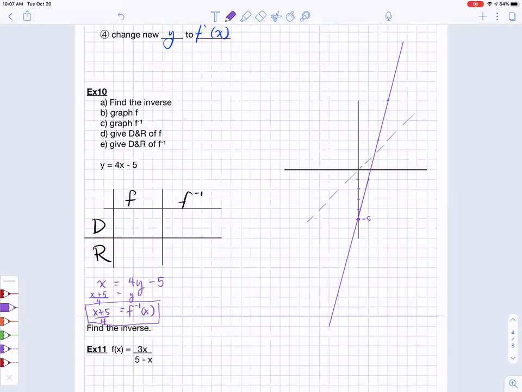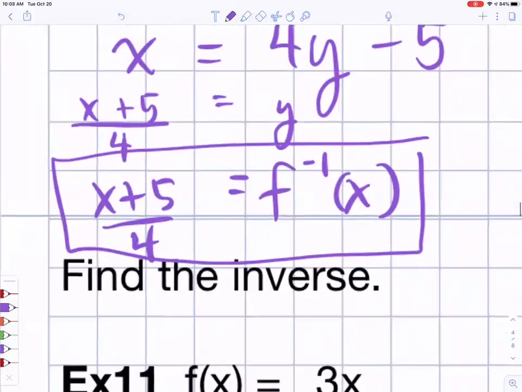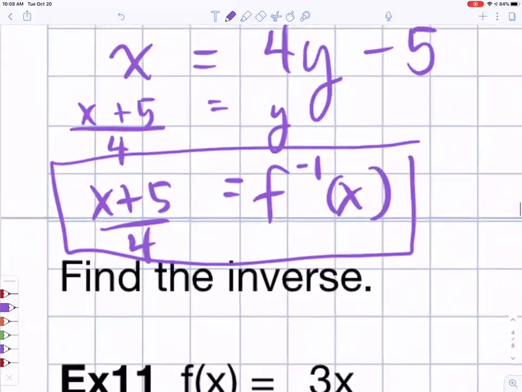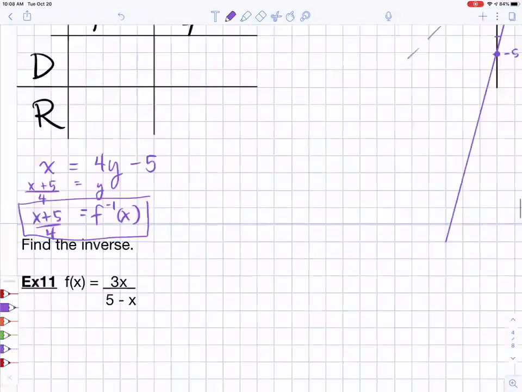All right, so that takes care of part A. That takes care of part B. Now part C, graph the inverse. Oh, Ms. Roberts, are you serious? That one doesn't look as nice to graph. Oh, but wait, there's an easier way. What does interesting fact number 4 say?